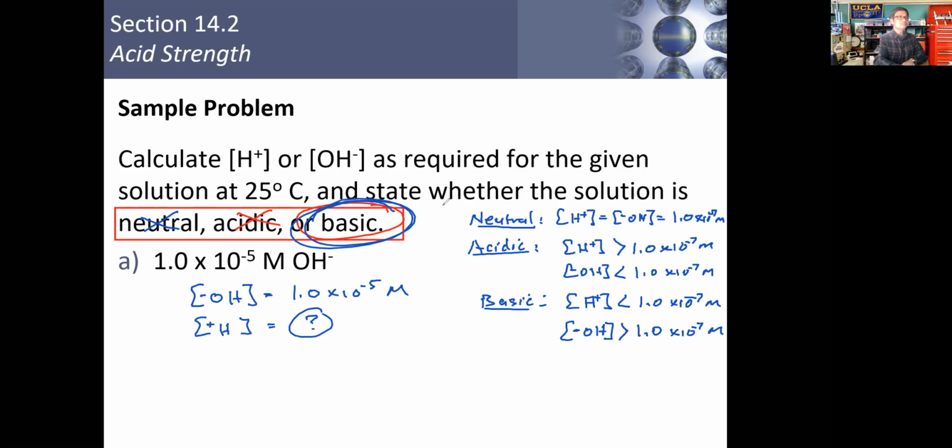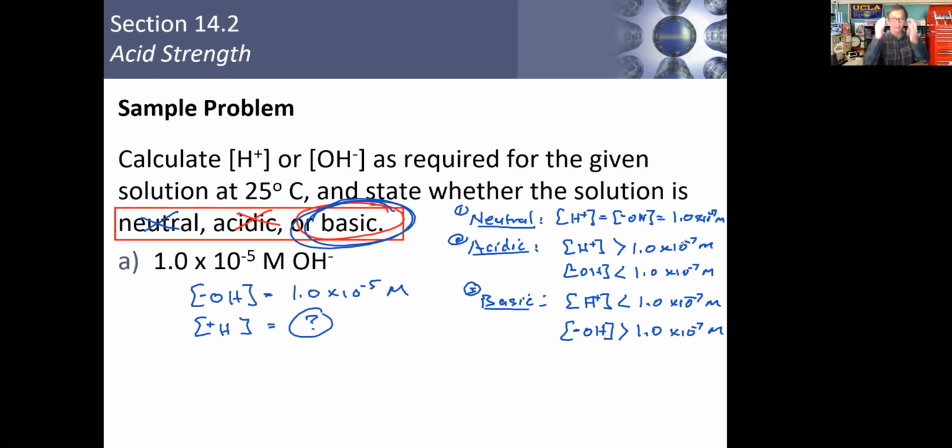Use these summaries to help you determine whether a solution is going to be neutral, acidic, or basic, so that you can answer before you do any calculation, based upon what you know about the hydrogen ion and hydroxide ion concentrations when they're neutral. So 10 to the minus 7 is the number that you've got to keep in mind. I'm out of time here.